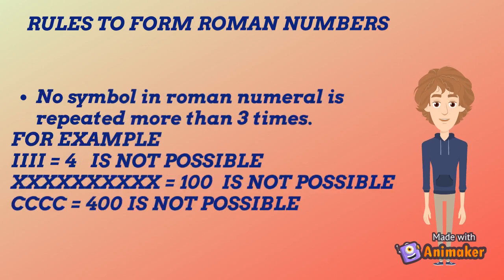No symbol in Roman numerals is repeated more than 3 times. For example, 4 times I equals 4 is not possible. 10 times X equals 100 is not possible. 4 times C equals 400 is not possible.